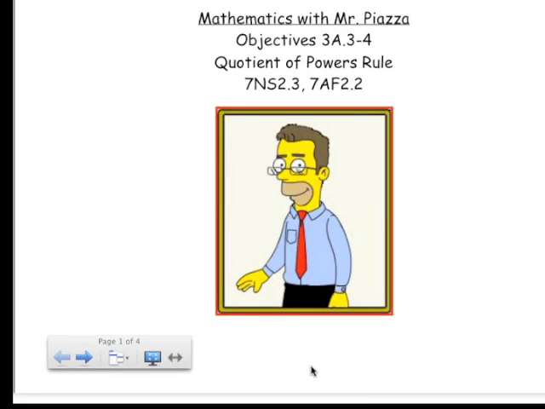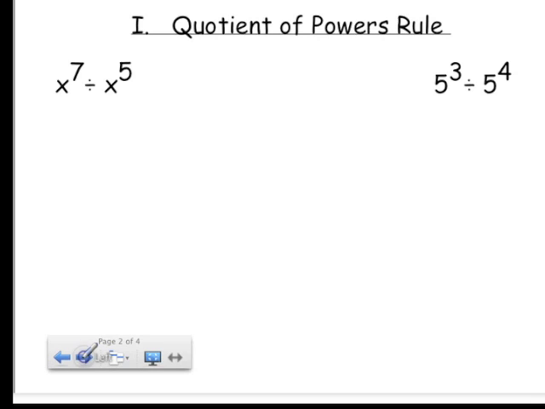6ers, we're looking at objectives 3A.3 through 4. That's the last of the 3 exponent rules we'll learn about in this unit, which was quotient of powers rule. Again, we're going to start just like we did in the last video, kind of grounding ourselves in where these rules come from before we start applying them to simplifying expressions.